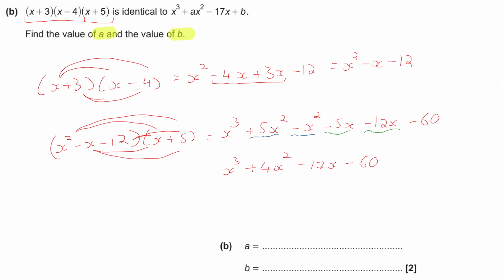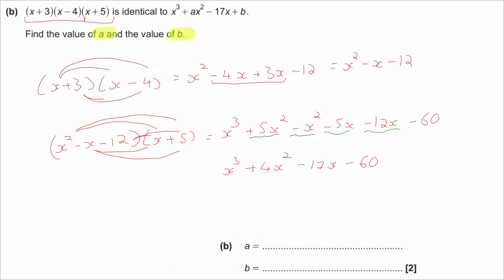Now, if you compare this with what you've got in the question up here, what has happened there? You've got the x cubed part, plus some number a x squared, and it tells you you've got 17x, which you can see you've already got, plus some number b. So you can clearly see now that a must be equal to 4 and that b is equal to negative 60. Okay, so a is equal to 4 and b is equal to minus 60.